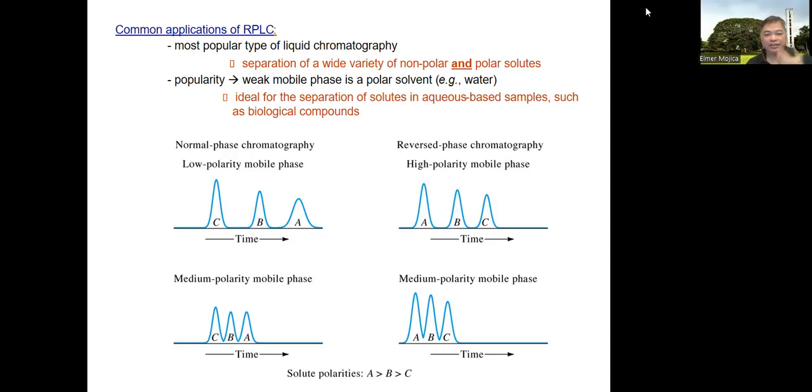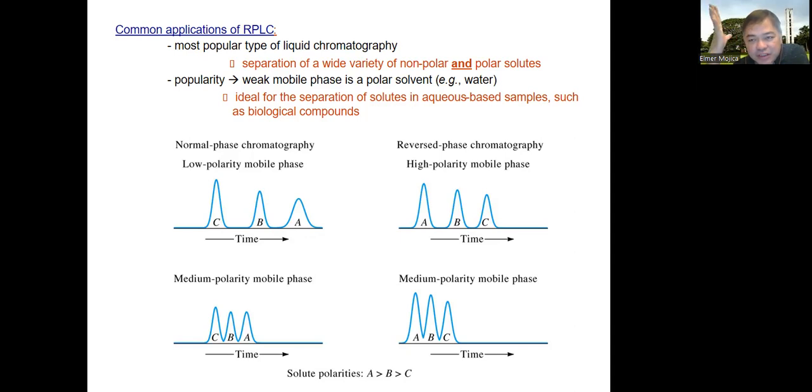So if you have normal phase chromatography, you have a low polarity of the mobile phase. Okay? So, tingnan nyo yung difference ng dalawa. CBA. C being the what? The most non-polar. Okay? If you're going to look at the solute polarities, A is the most polar compared to B and C.